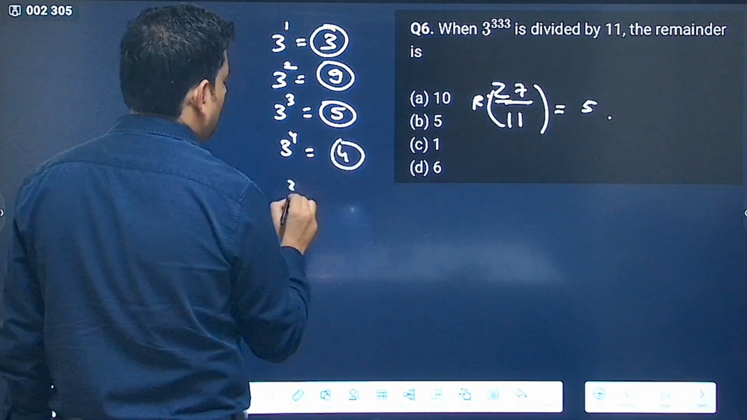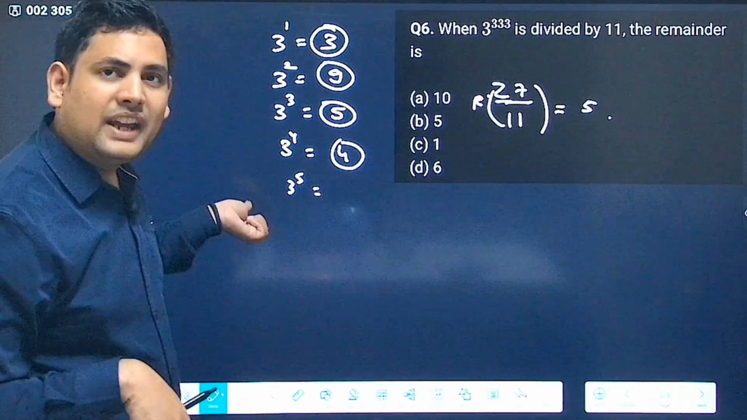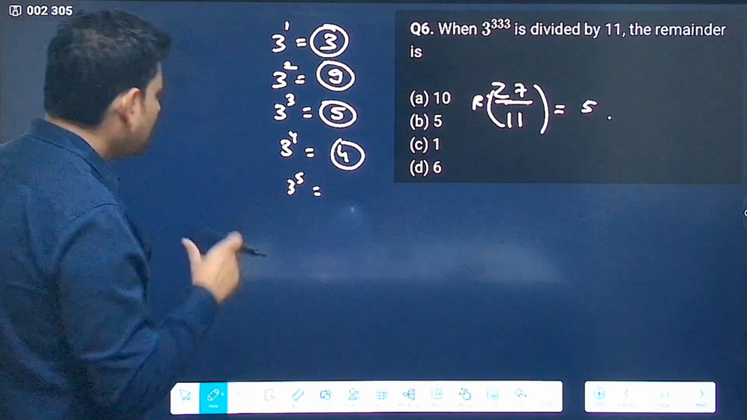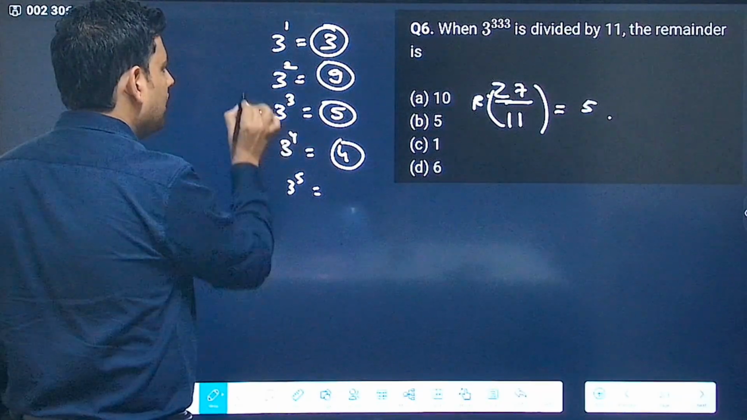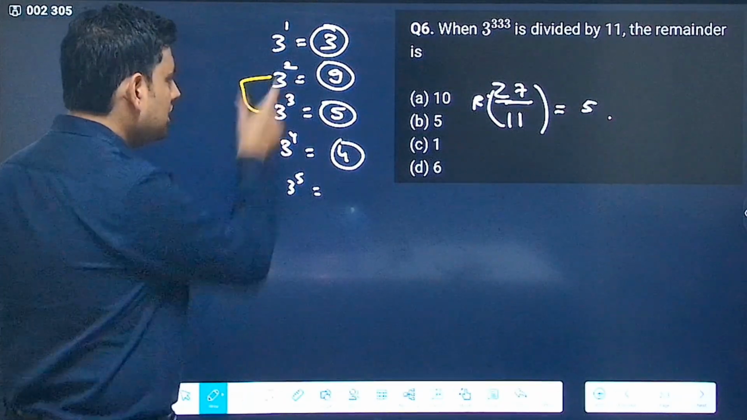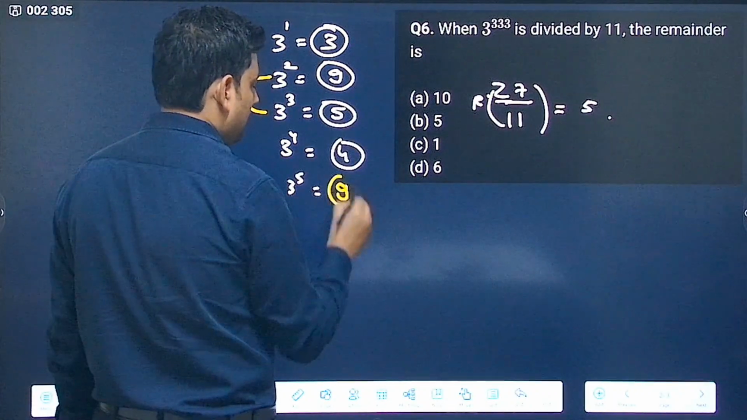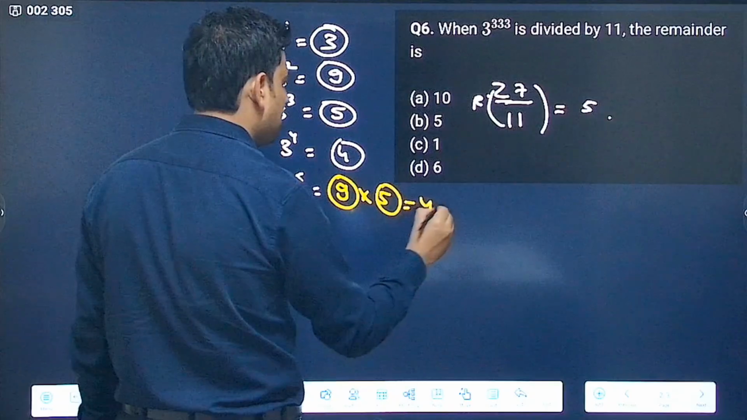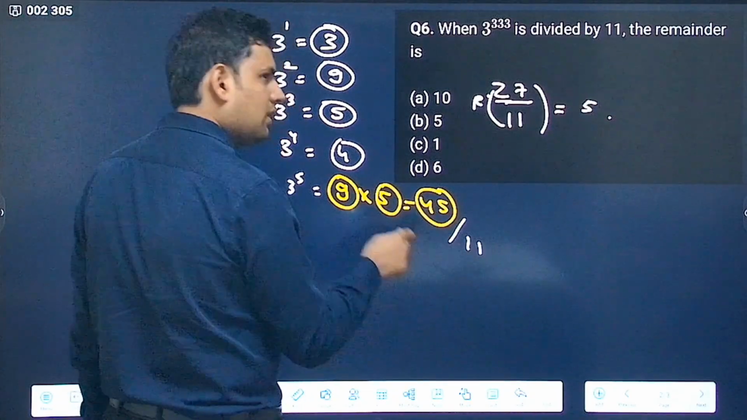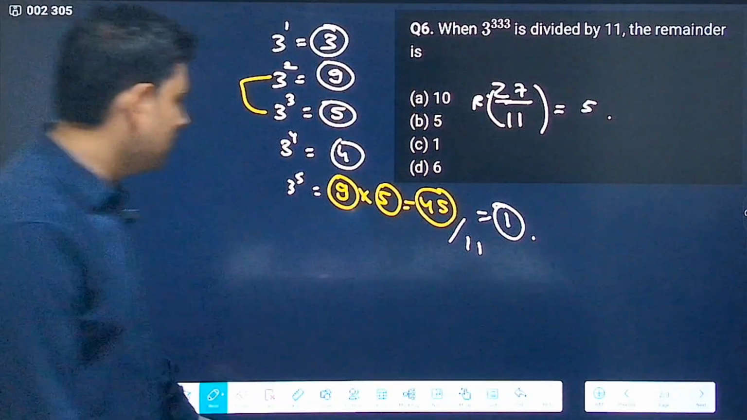3 power 5 is, now you may get confused with 243 if you don't remember it, but this is very easy. Why is this very easy? 3 square into 3 cube is 3 power 5. That means the remainder will be 9 into 5. What is 9 5s? 45. Can 45 be the remainder when divided by 11? No. So divide this by 11 again. 45 by 11, what is the remainder? 1.